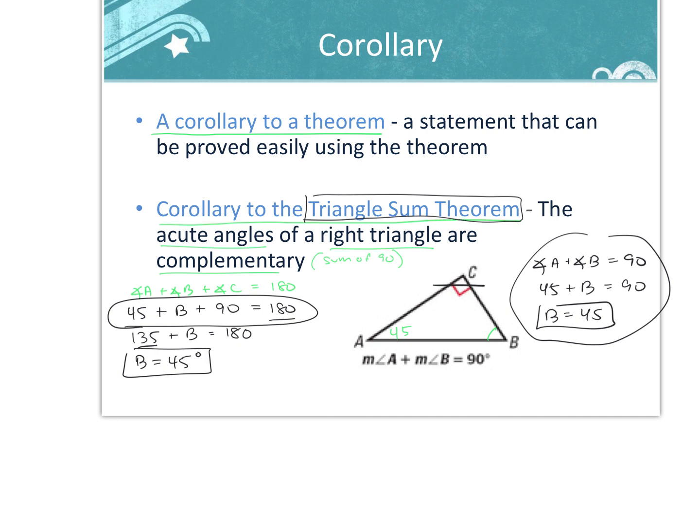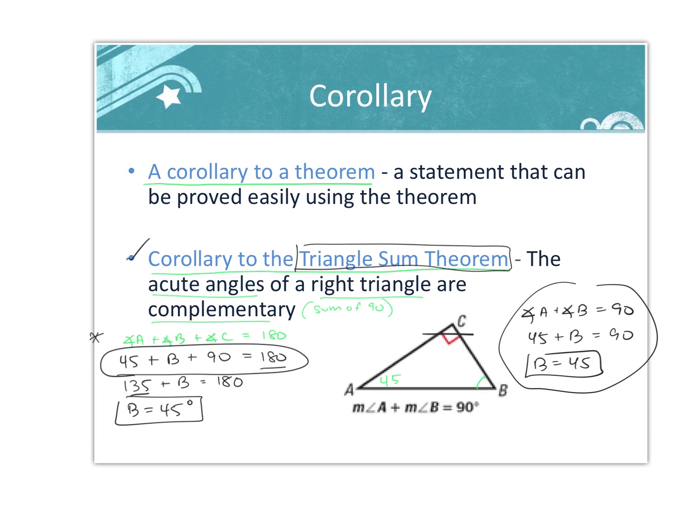So again, this is specific to right triangles, and it's a corollary, so it's a little bit of a shortcut. If you forget this corollary, it's no big deal because you can just use the original triangle sum theorem. But it's not a bad thing to use to make your numbers a little simpler.